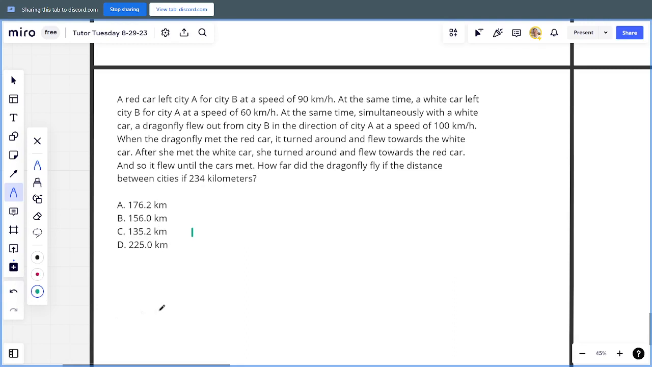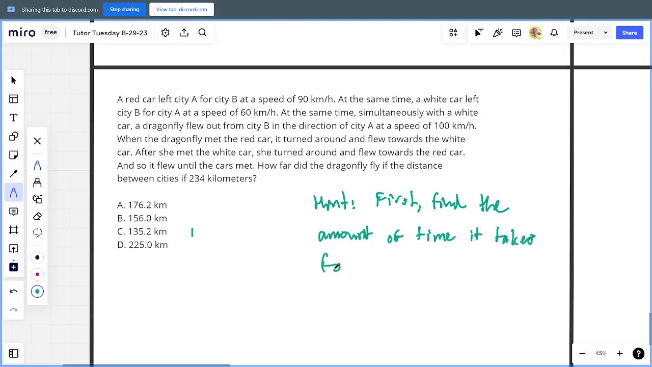I can give you guys a hint. Hint. First, I would say find the amount of time. Oh my god, my handwriting is horrible. And I have a drawing pad. The amount of time it takes for the cars to meet.